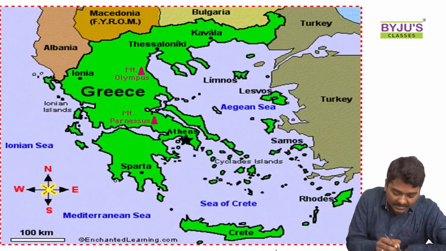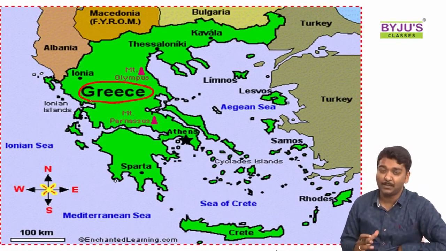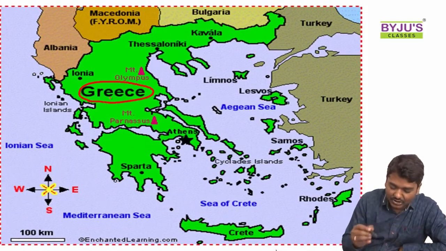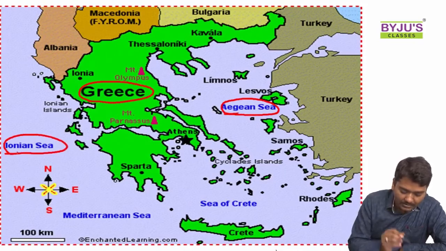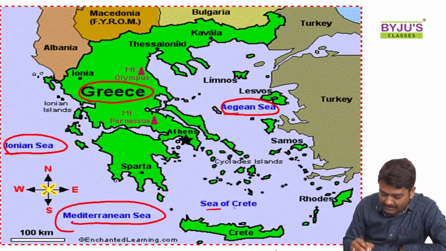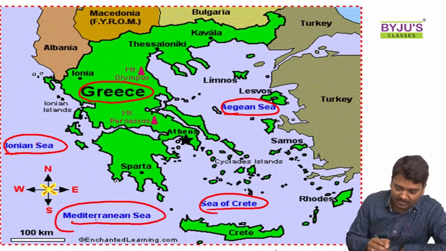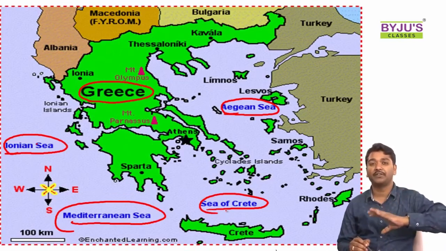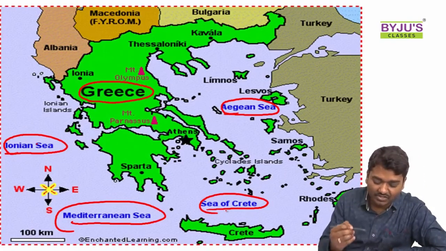Next, let us take Greece. Greece is important because you have a lot of crisis happening. So they may actually focus on this. So Greece is actually between Aegean Sea, Ionian Sea. You have Mediterranean Sea and Sea of Crete. How many seas? Aegean Sea, Ionian Sea, Mediterranean Sea, Sea of Crete. They may ask you, Greece shares border with which of the following seas? That is one. And Greece has which islands?